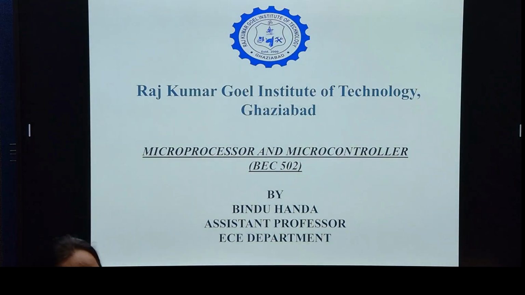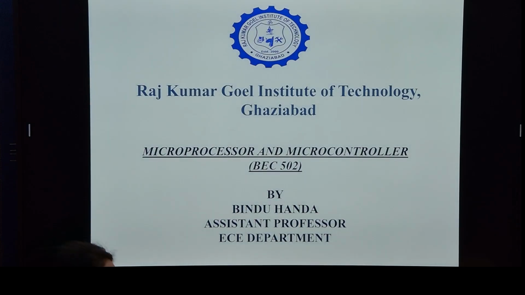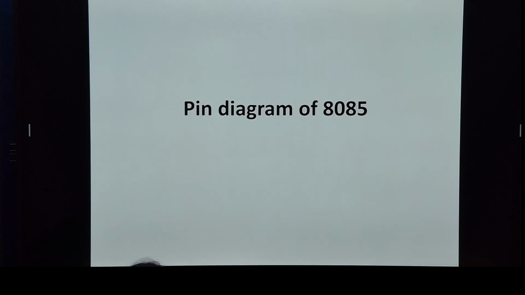Everyone. Today's topic is the pin diagram of the 8085 microprocessor. So first of all, what is the 8085 microprocessor? The 8085 microprocessor is an 8-bit microprocessor with a 16-bit address bus.